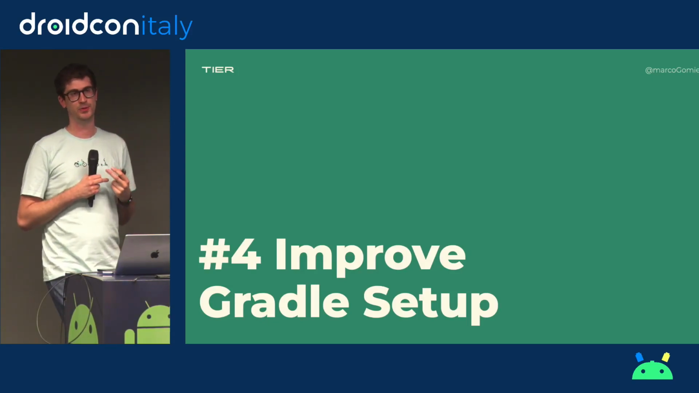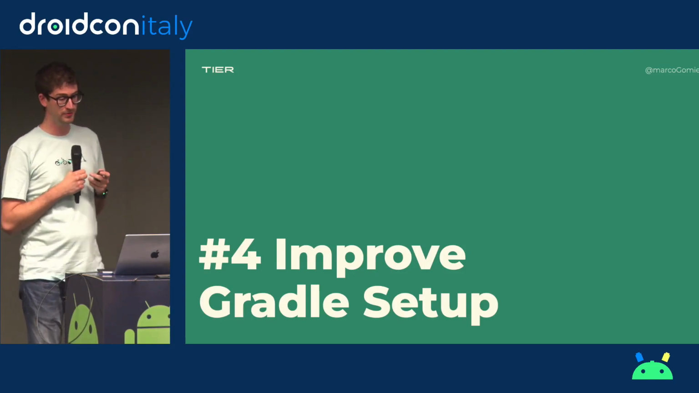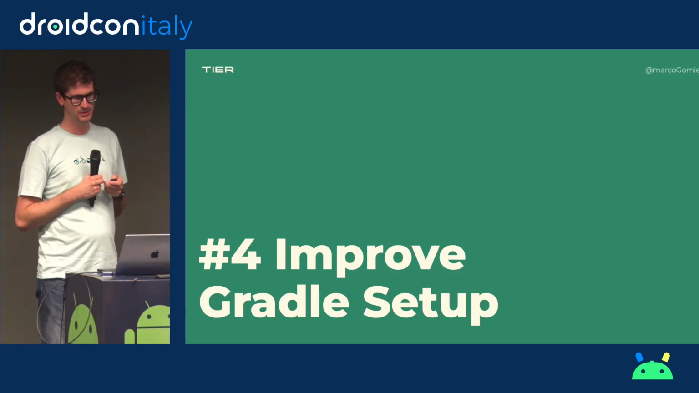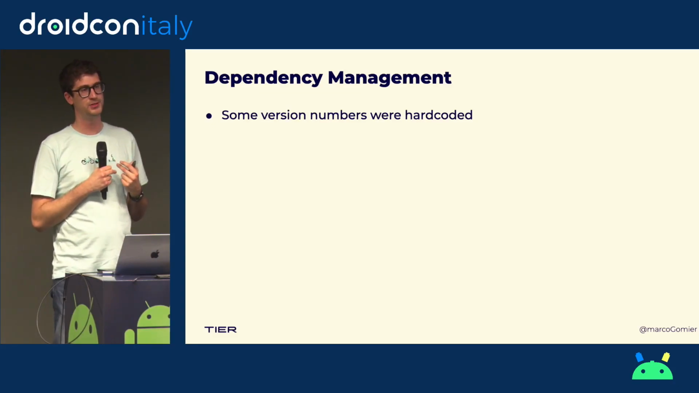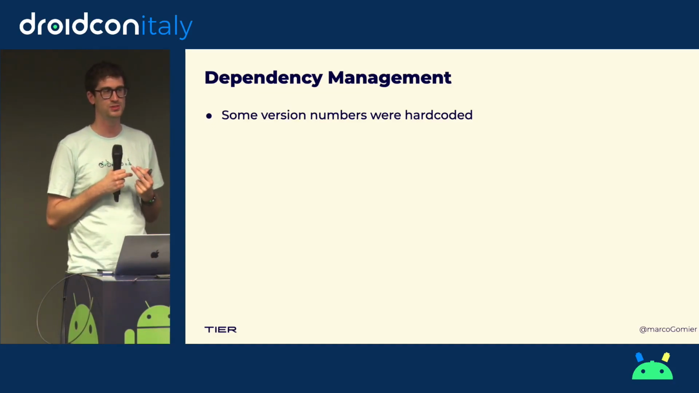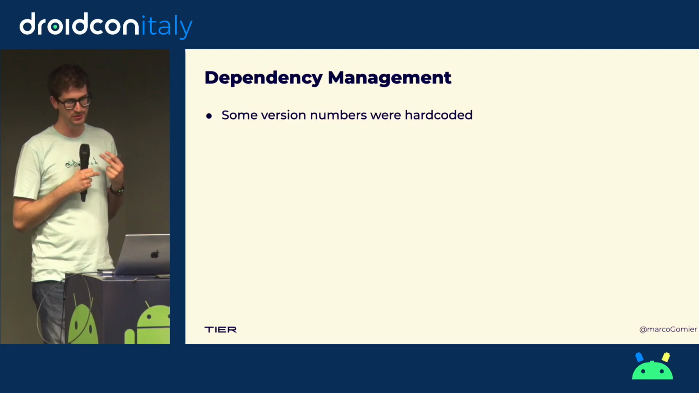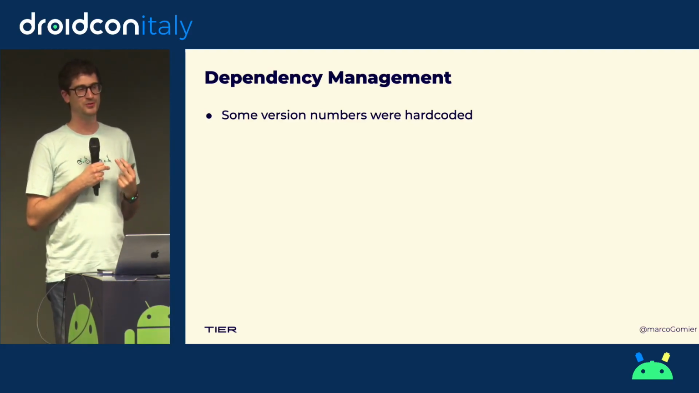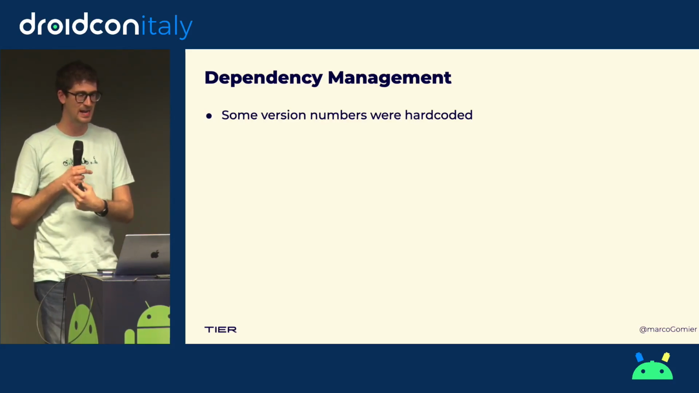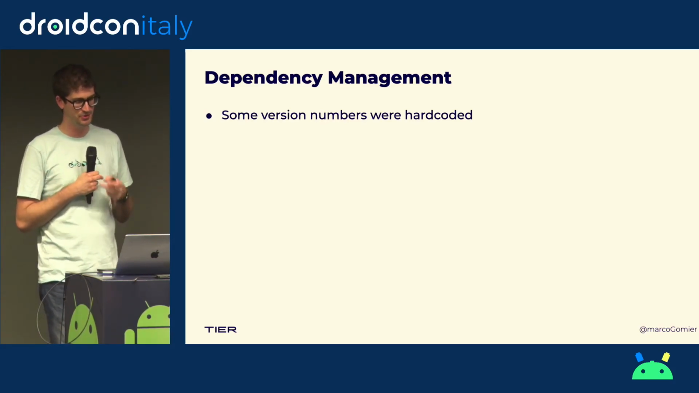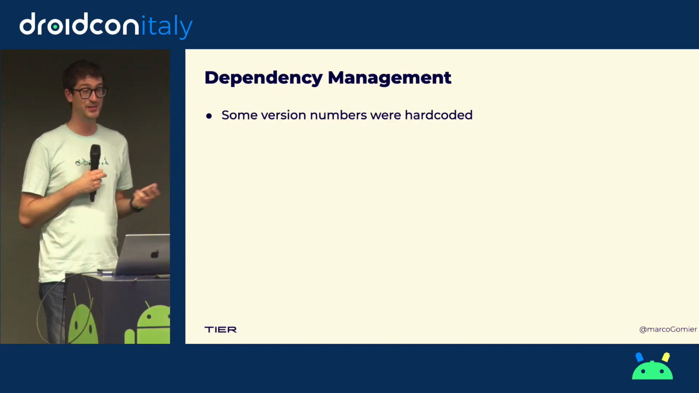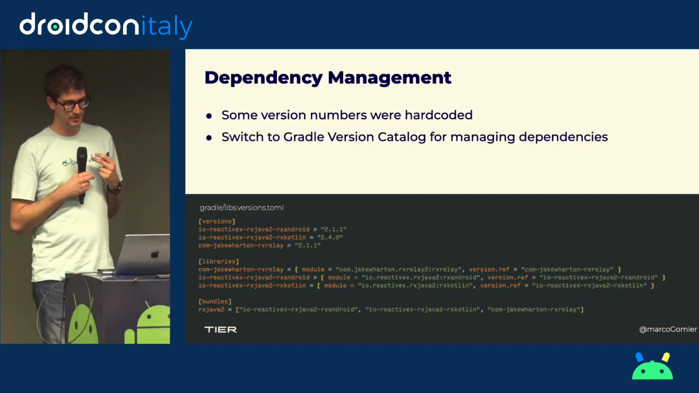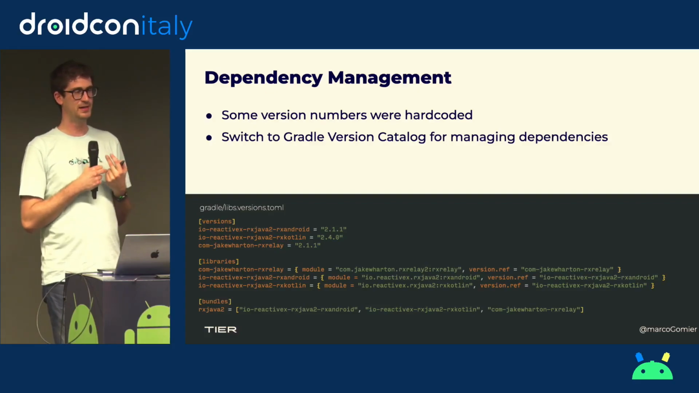Another thing that we needed to do was improving the Gradle setup, because we still had some library version numbers that were hard-coded around. And that's not a good thing to do if you have multiple modules, because good luck updating a library and finding all the different versions in the different modules. So we decided to take the chance to migrate to Gradle version catalog for managing dependencies, which is a new way introduced by Gradle of doing things.